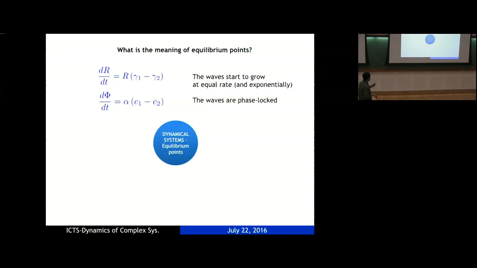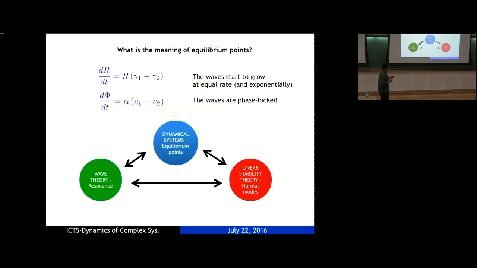So the equilibrium d phi/dt equals 0 means that in dynamical systems, what we are calling equilibrium points, in wave theory it means resonance because C1 equals C2, and furthermore, in linear stability theory, they mean normal modes. So these three are the same thing in this case. It's just that you are figuring it out from different perspectives. One is a wave. You are looking at it in a normal mode perspective. You are looking at it in terms of equilibrium points or fixed points.